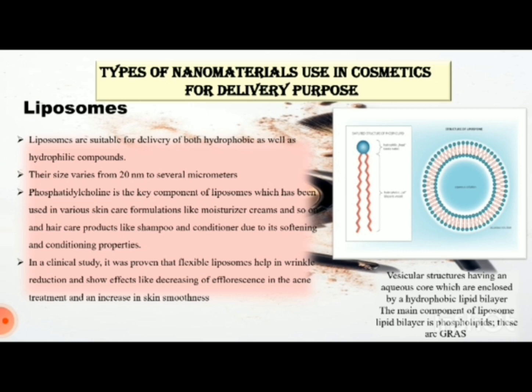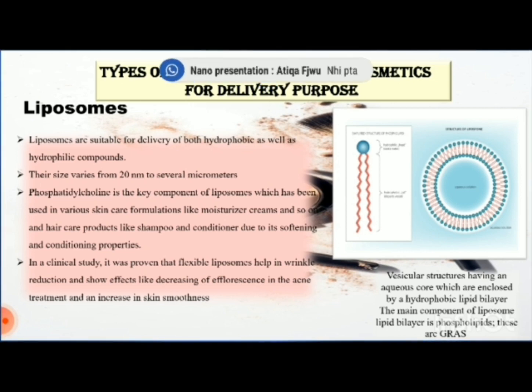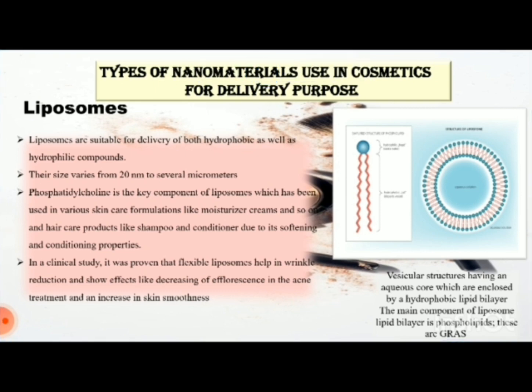And here you can see the structure of the phospholipids. The upper part is called the hydrophilic head, and the lower part is called the hydrophobic tail. Liposomes can be suitably used for the delivery of both hydrophilic as well as hydrophobic compounds, and the size range of liposomes varies from 20 nanometers to various micrometers. The key component of liposomes is phosphatidylcholine, which is increasingly used in skincare products like moisturizers and creams, and hair care products like conditioners and shampoos, due to its conditioning and softening properties. In clinical studies, it is proven that flexible liposomes have been increasingly used in the formulation of wrinkle reduction creams, and liposomes have also been used in decreasing the fluorescence in acne treatment.